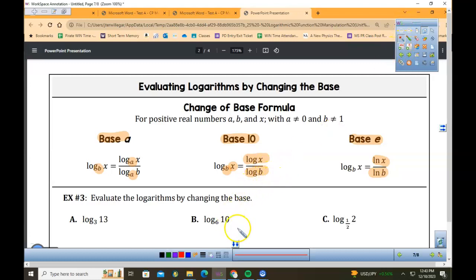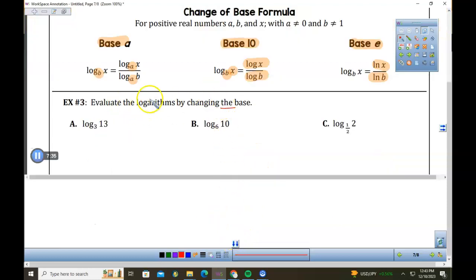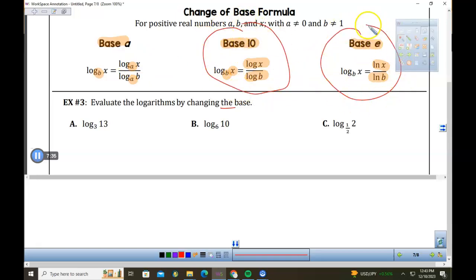So let's change them all by changing the base. Does it matter which formula I use? No, I would stick to 10 or natural log because they're in your calculator. Okay? So let's do A. I do natural log of 13 over natural log of 3, top over bottom. Get 2.335.